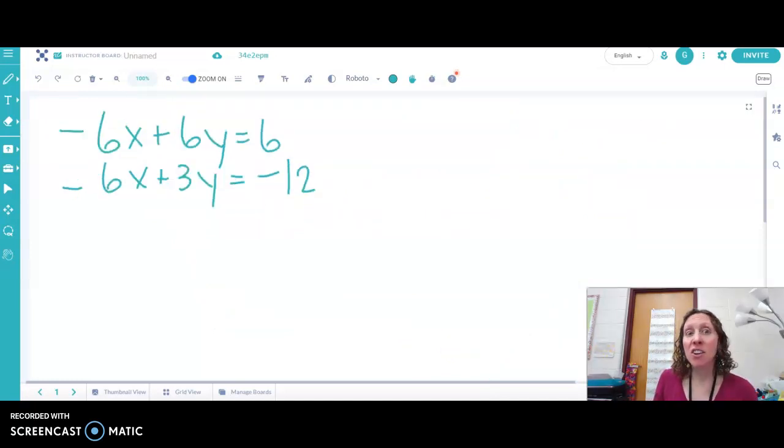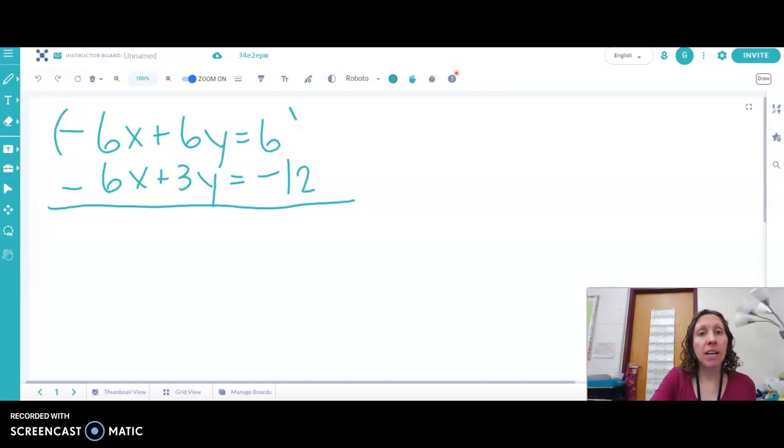All right, here's our next equation. If we were to try to add them together, nothing would equal 0. So we're not able to get rid of the x's and we're not able to get rid of the y's. So what we have to do is we have to multiply one of the equations by something to change it. So we could maybe multiply the first one by negative 1. That way we could end up getting a positive 6x, and 6x minus 6x would be 0.